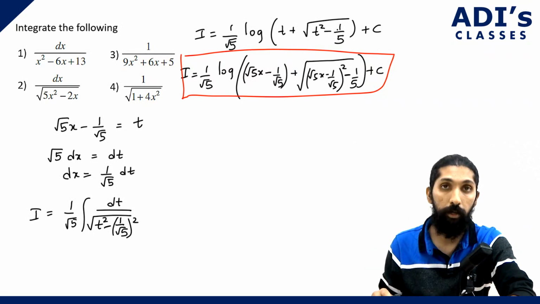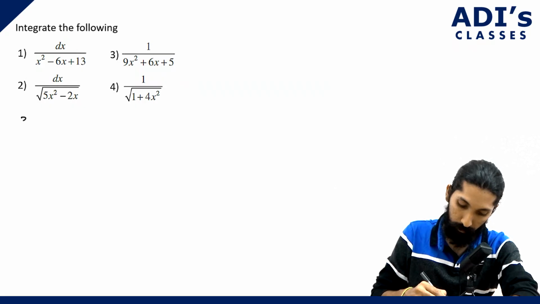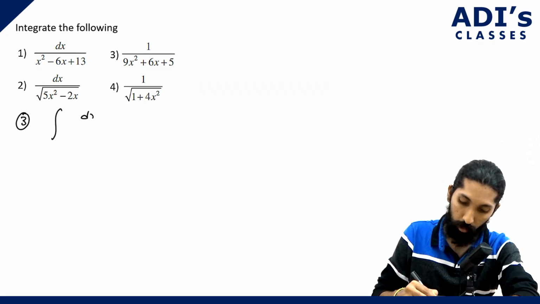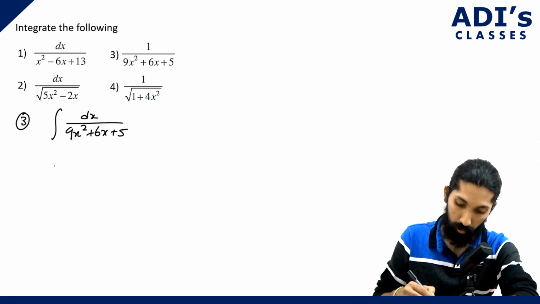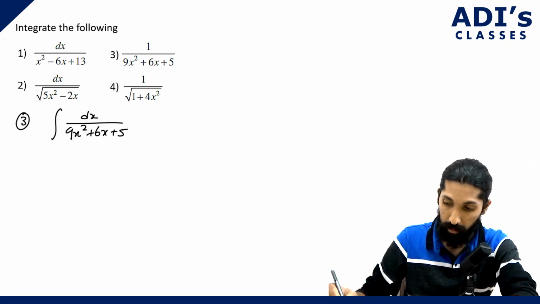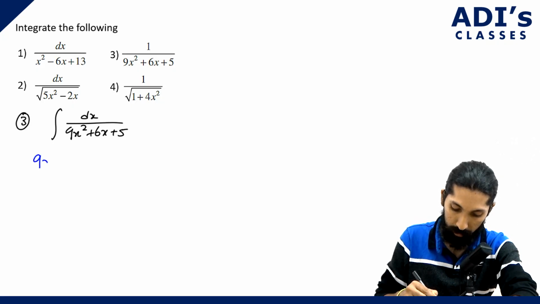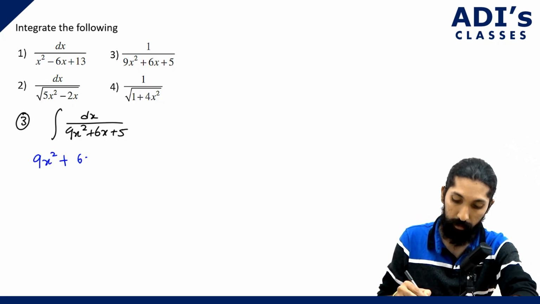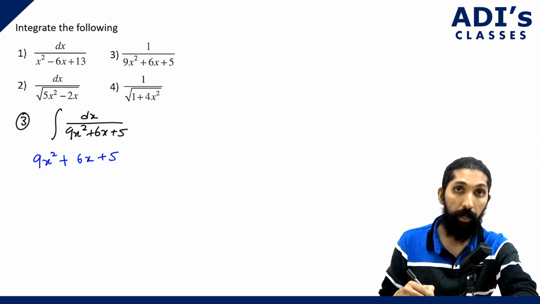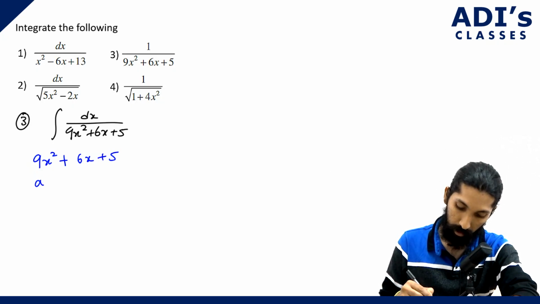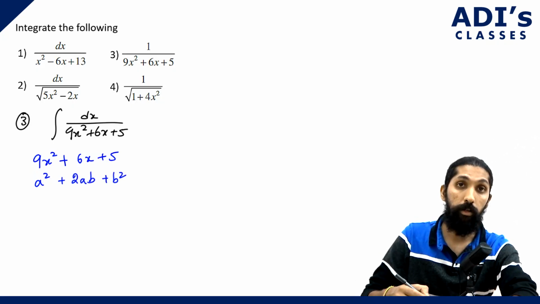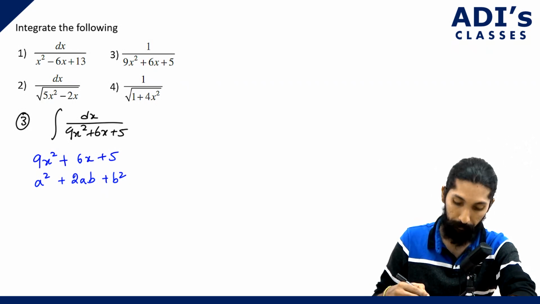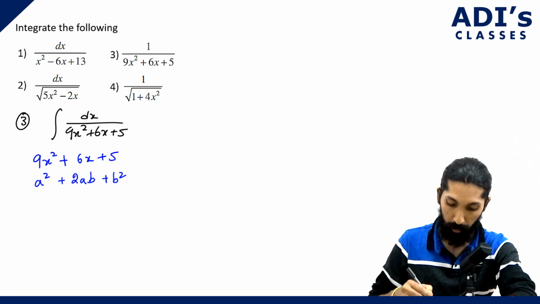Okay, let's do the third question now. In the third question, you have dx over 9x square plus 6x plus 5. Right? If you look at the denominator, 9x square plus 6x plus 5, we compare this with a square plus 2ab plus b square. Remember, plus 2ab plus b square. Okay. So when you compare this, what do we get?